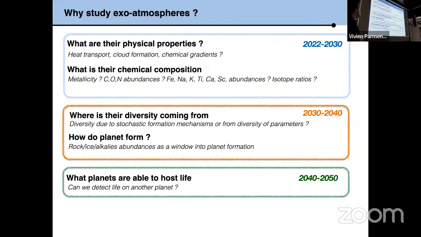And why? To start, just to tell you some ideas about why we do that. To me, what we're trying to do right now in this decade is really to understand every single one of those planets as a singular object, like the many different planets in the solar system. And exoplanets, a lot of them are very different. So we really need to understand their physical properties and chemical composition as a first step.